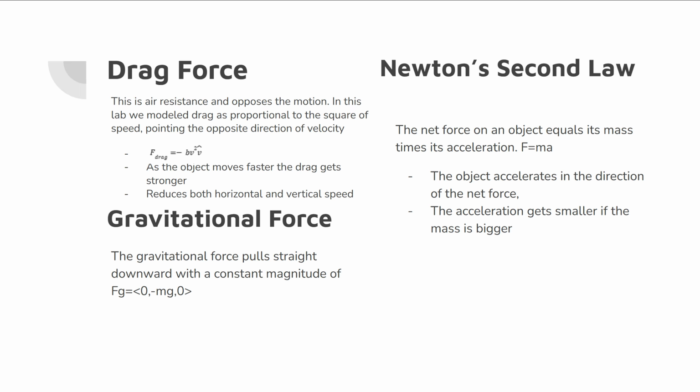As the object moves faster, the drag gets stronger, and it reduces both horizontal and vertical speed. Gravitational force is the force of gravity, and it pulls straight downward with a constant magnitude of Fg equals, vector y component is negative mg. Newton's second law says the net force on an object equals the mass times the acceleration. The object accelerates in the direction of the net force, and the acceleration gets smaller if the mass gets bigger.